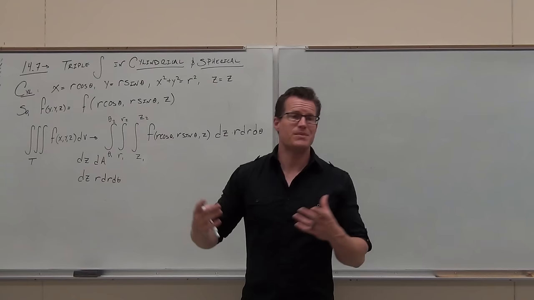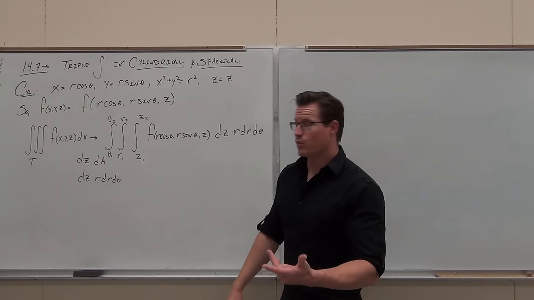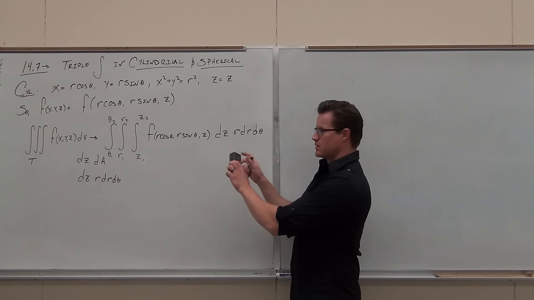So for cylindrical, what's your R3 choice every single time? Z. And then you're left with a polar region on what plane? X-Y. Yeah. The only difference between what we've done and what we're doing now is in a lot of textbooks, it doesn't really matter. They do this. Ready? They go, oh no, your r has to be up here.